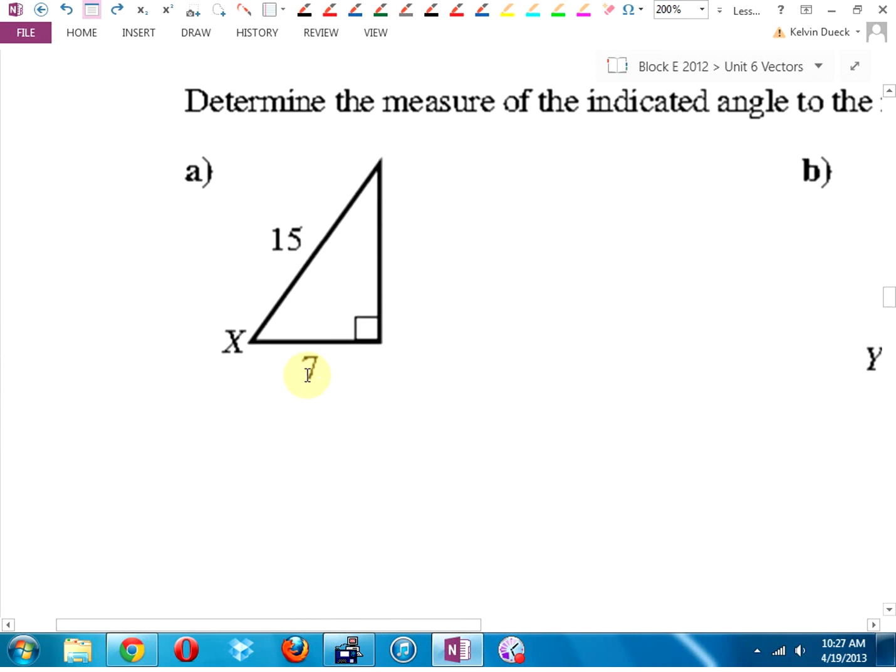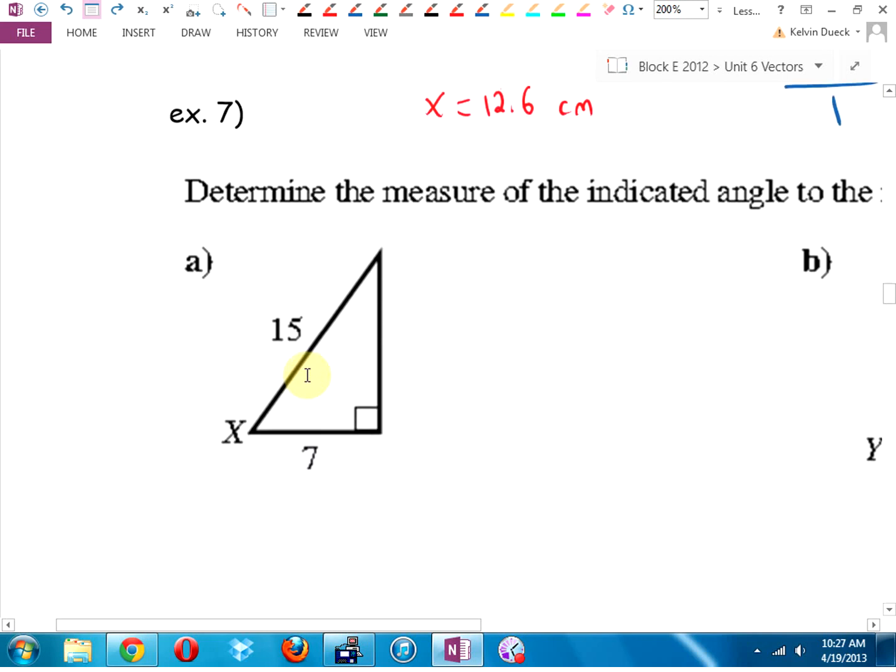Hey, not only can you find a missing side, you can find a missing angle. It says, determine the measure of the indicated angle. I guess in example A, they want me to find angle X. Dylan, I tend to put a little hash mark on the angle just to emphasize it. That's our angle. You can even, if you want to, color it in.